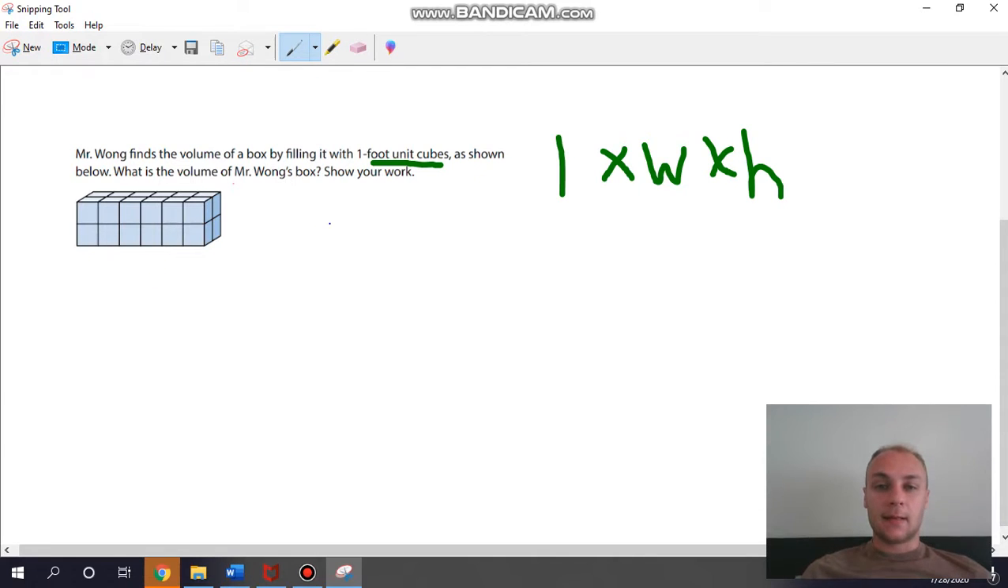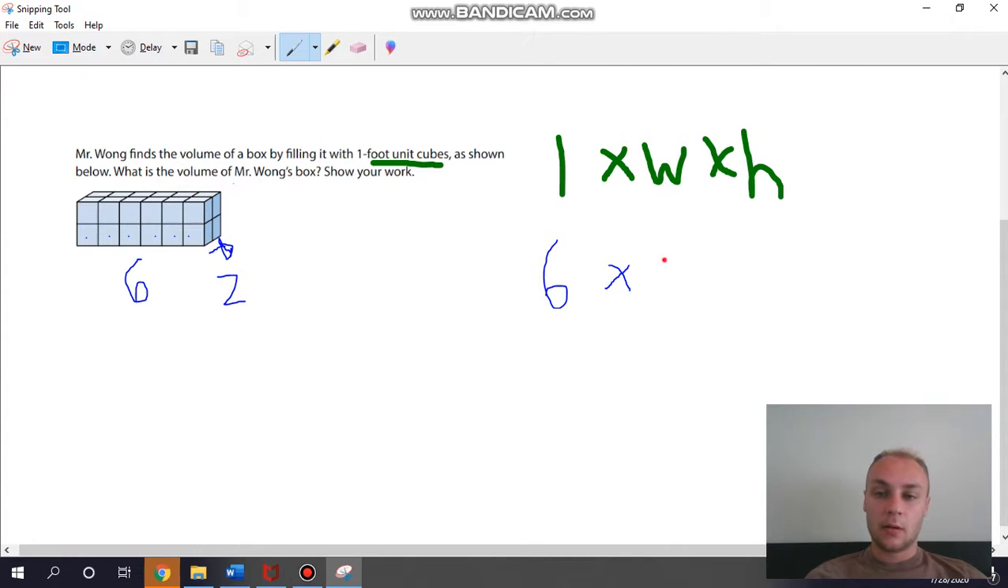What is my length? Again, length is the longest number. 1, 2, 3, 4, 5, 6. My length is 6. So below this, I'm just going to rewrite the problem. On your piece of paper, you should have written out L times W times H. Now you should be writing right below it the numbers that correspond. 6 times, remember width is what's going across this way, so let's count. 1, 2, so 2 times 2, and then what would my height be? The height's what's going up.